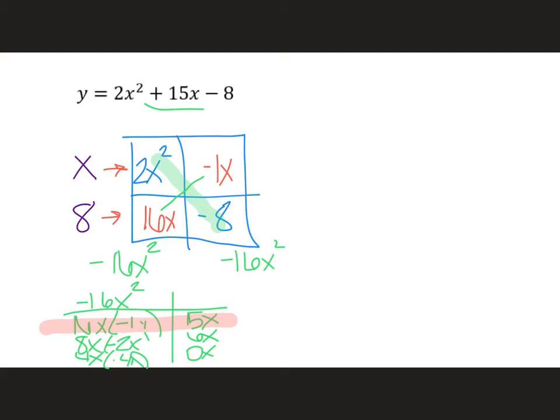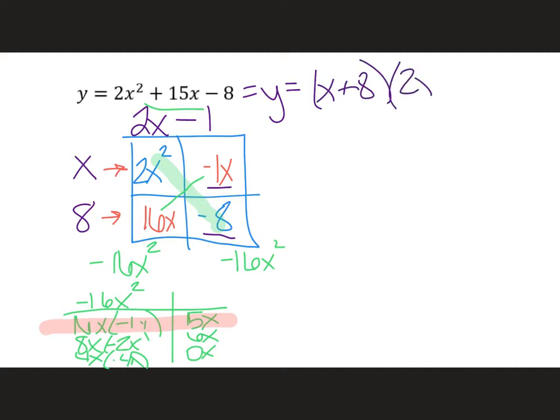So if I have x, then what do I need to multiply x by to get 2x squared? That would be 2x. And then I can check: does 2x times 8 make 16x? It does. Then I would ask, what times x would give me negative 1x? That would be negative 1. So negative 1 times x is negative 1x here, and negative 1 times 8 is negative 8 here. So that would create this trinomial. The factored form, if we wrote it as two binomial groups, would be x plus 8 times 2x minus 1.